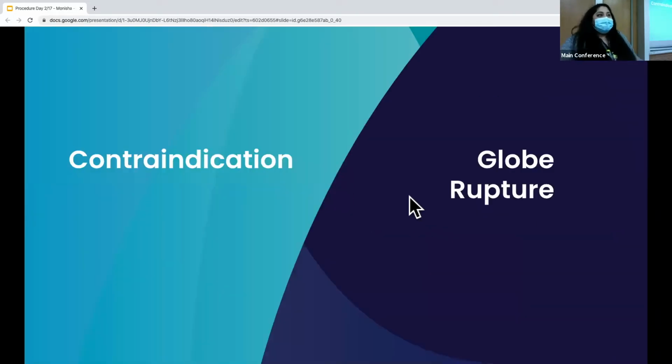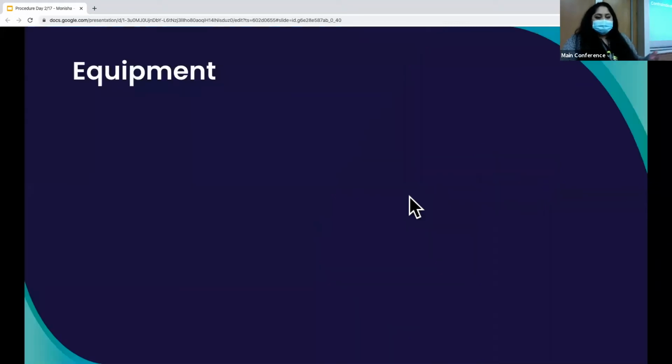When don't you use it? Globe rupture. Don't do anything with globe rupture. At that point there's also no real increased intraocular pressure because the globe is ruptured. It has given its own outlet for the pressure.